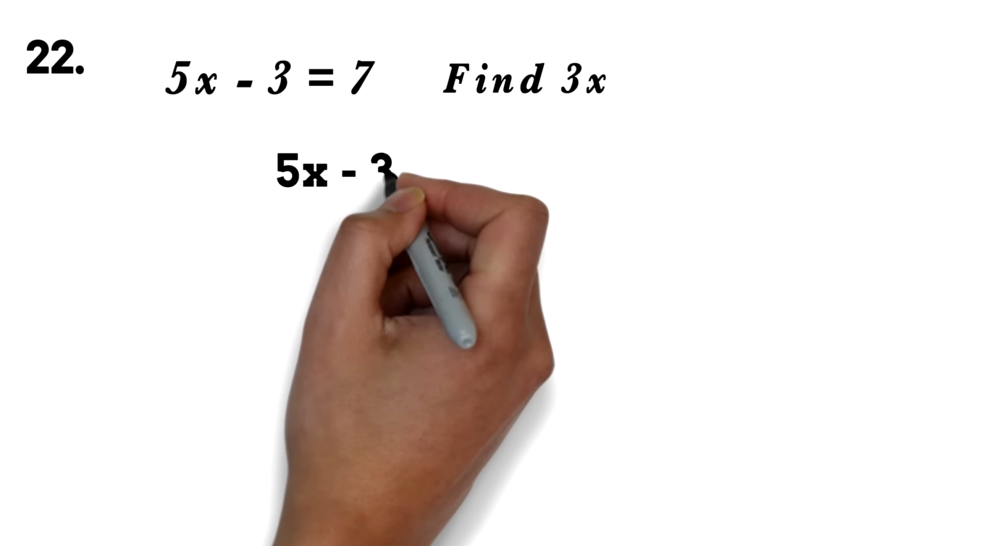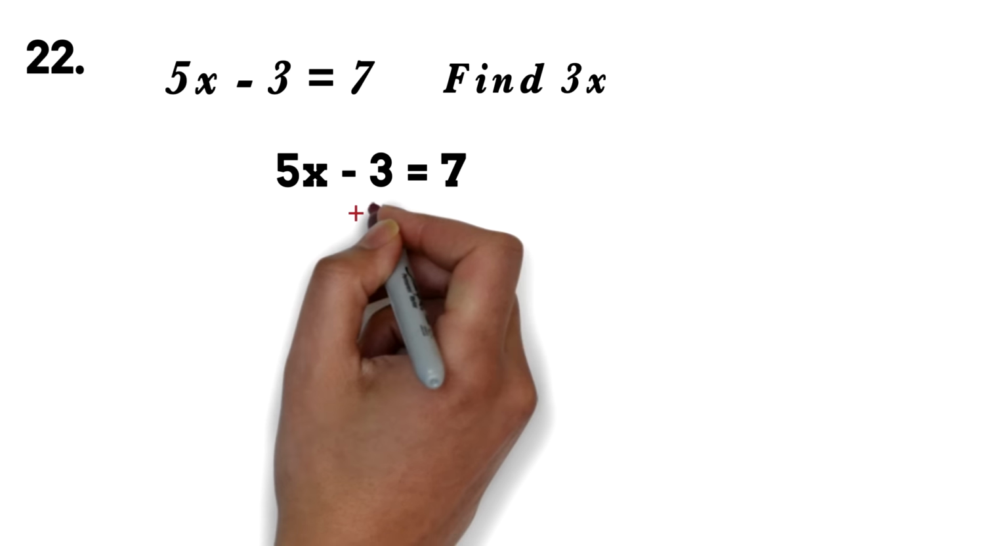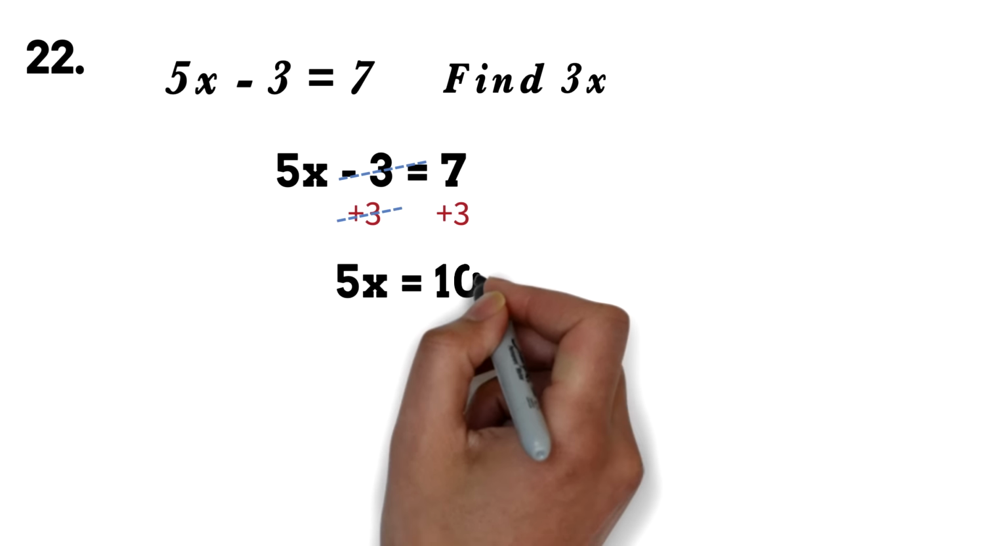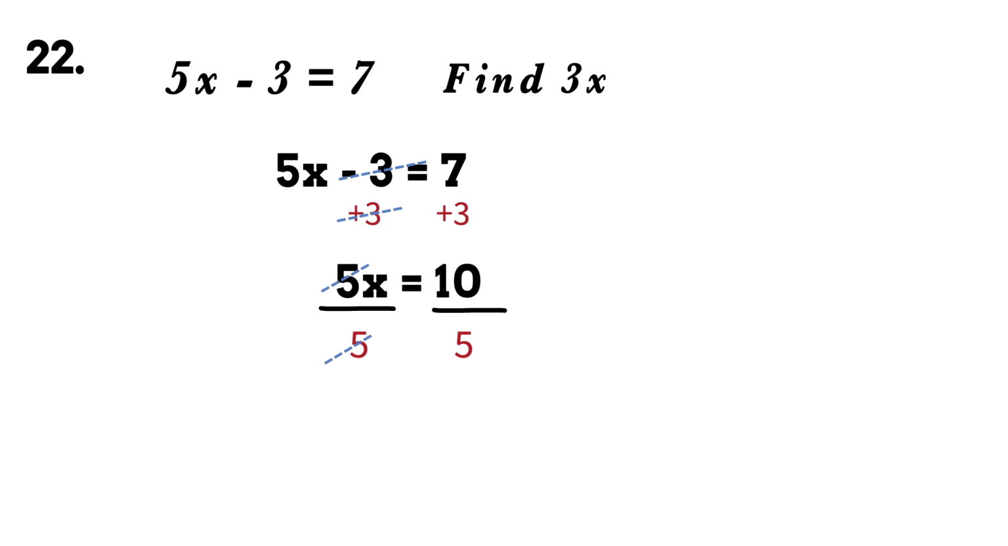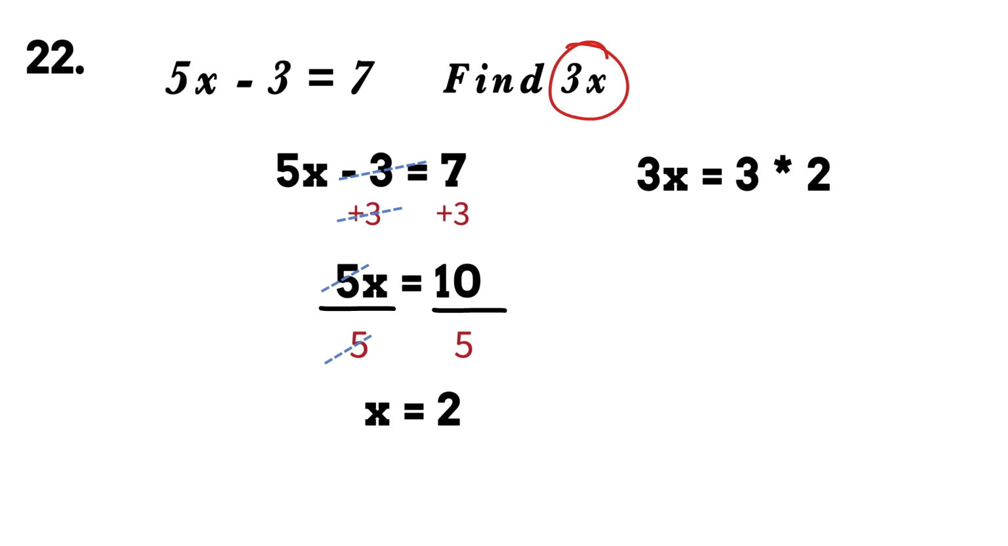5x minus 3 equals 7. We have a two-step equation. Add 3 to both sides. This will give us 5x equals 10. Divide both sides by 5. This will give us x equals 2. Some students choose 2 to be the answer. The question is asking us to find 3x. 3x equals 3 times 2, since x is 2. This will give us 6 as the final answer.